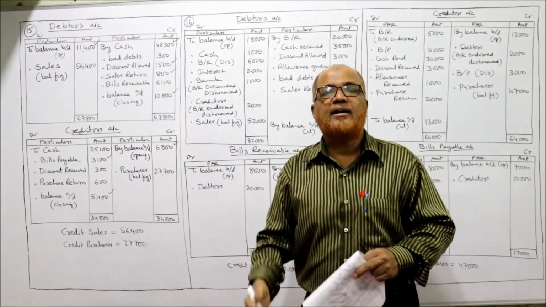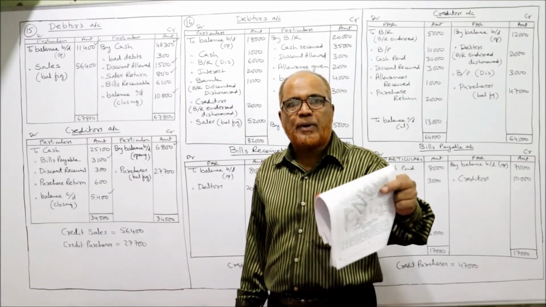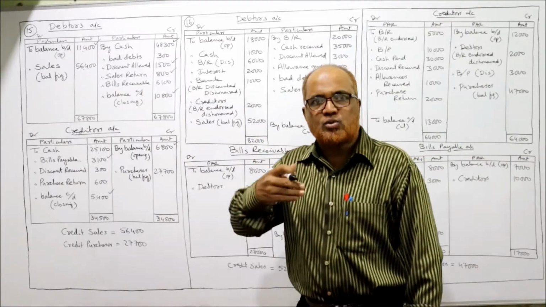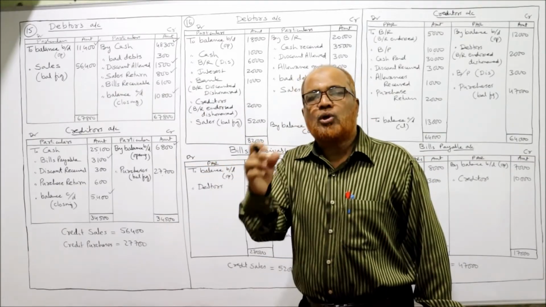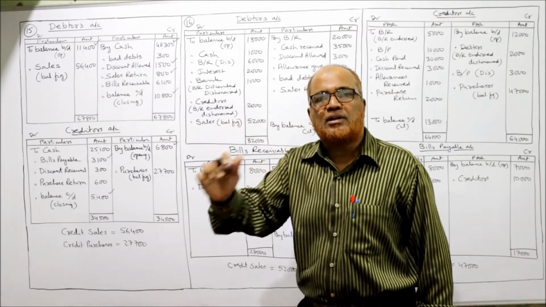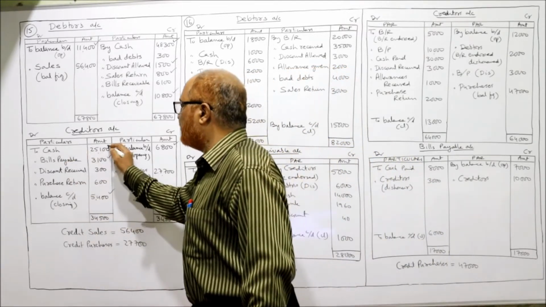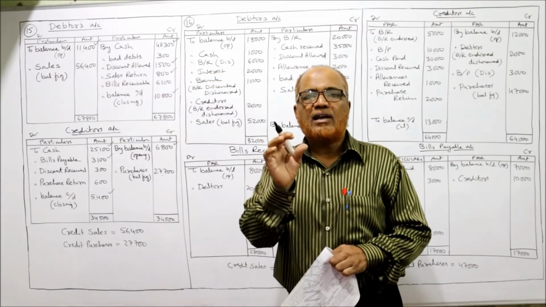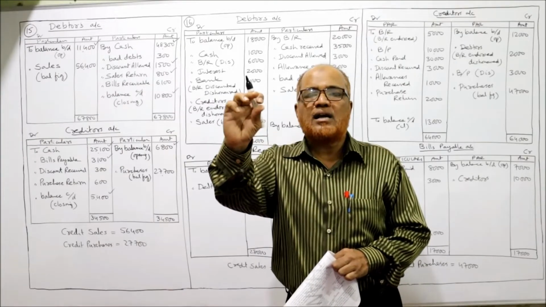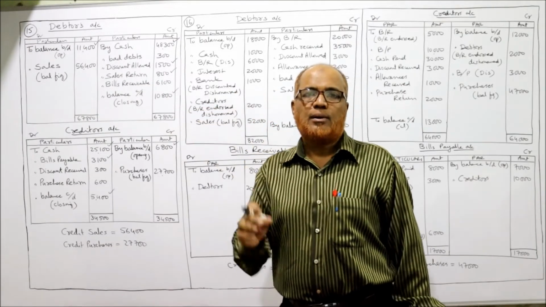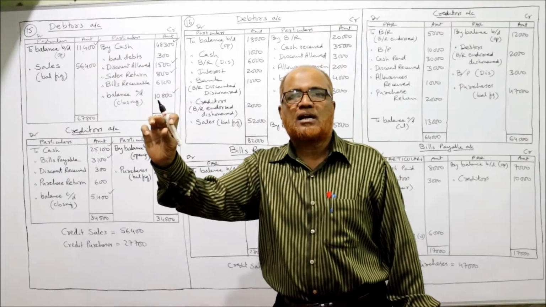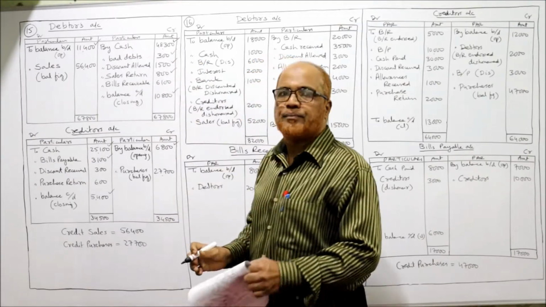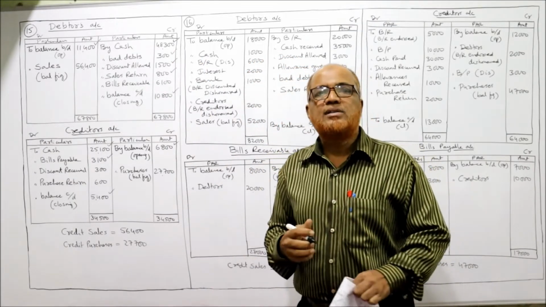Next, cash paid to creditors. The entry will be creditors account debit to cash. Cash is going out, so cash should be credited. So creditors should be debited to cash 25,100. Right? Next, bad debts written off. The entry for bad debts written off is bad debts account debit to debtors account. So debtors should be credited by bad debts. Here by bad debts 300. Right?